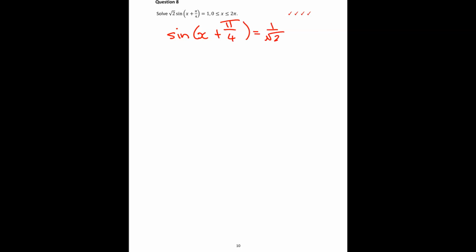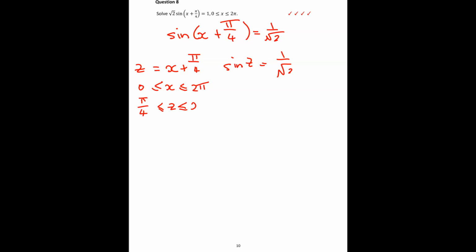Just normal algebra procedure. Then you can replace the bit in the bracket just to make it look nicer. So then you have sine z equals 1 over root 2. Now you're told that 0 is less than or equal to x, which is less than or equal to 2 pi. By making this replacement, instead of 0 is less than or equal to x, which is less than or equal to 2 pi, if we're now talking z, it is going to be between pi over 4 and 2 pi plus pi over 4.